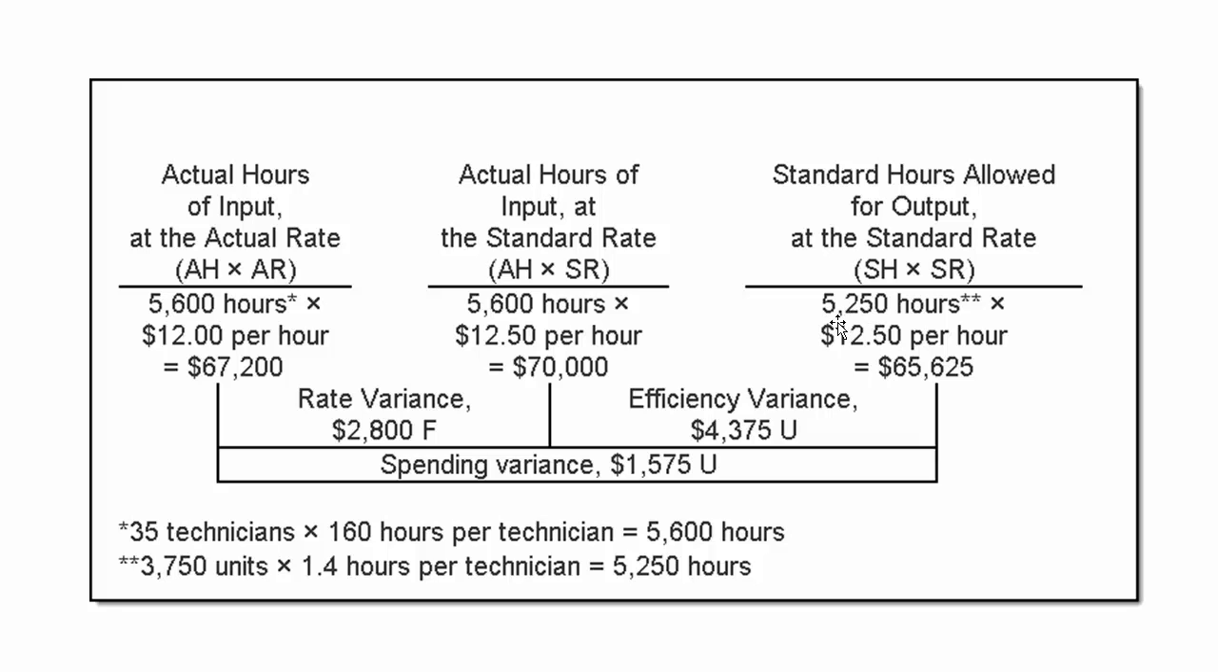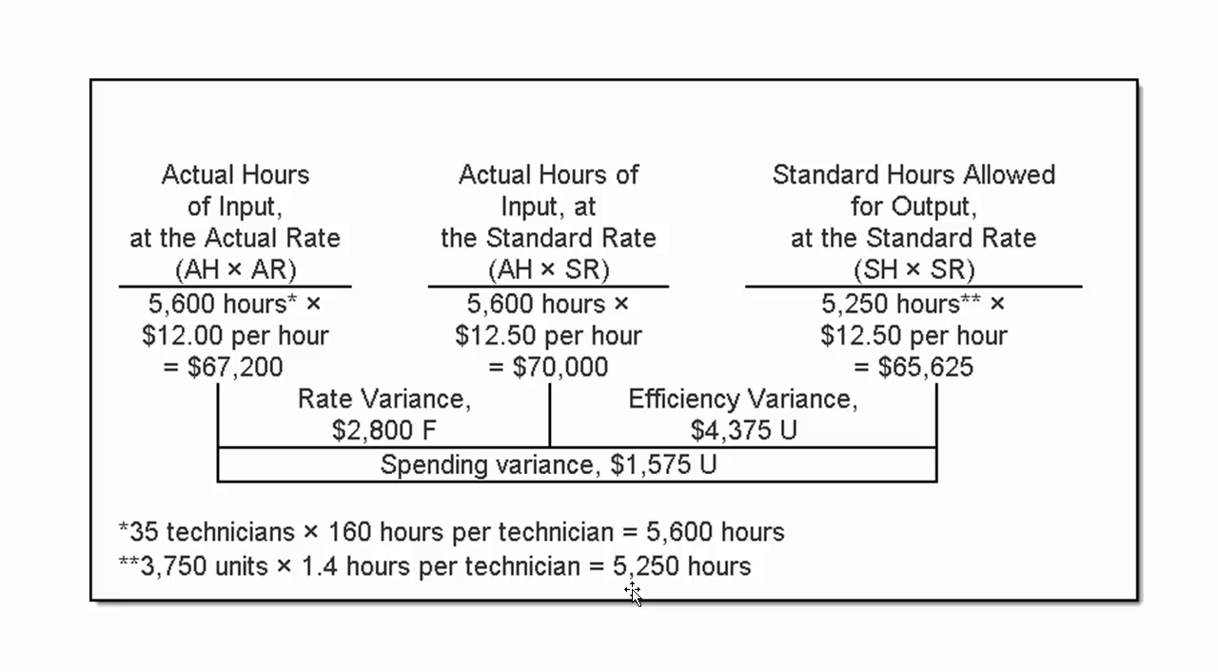So the standard called for 5,250 hours. That would be 3,750 technicians used times the 1.4 hours per technician, right? And 3,750 was the number of units we produced. So that gives us 5,250 hours.